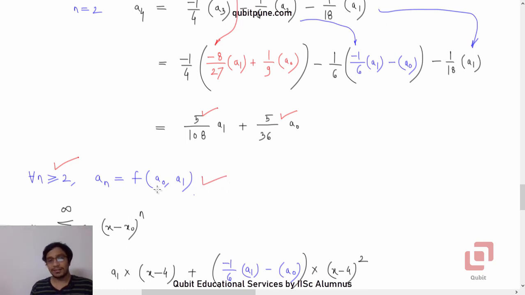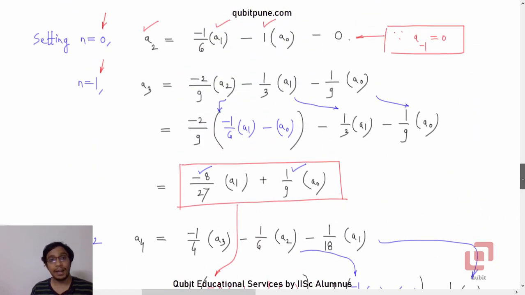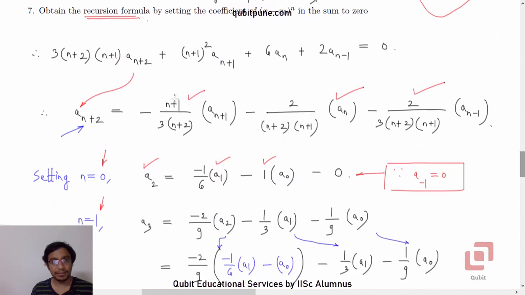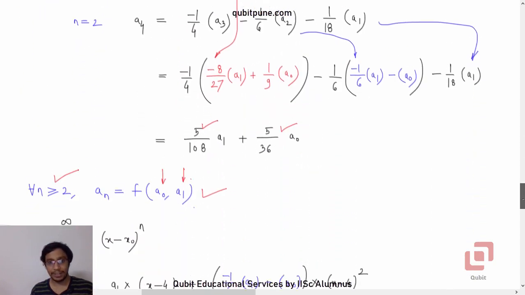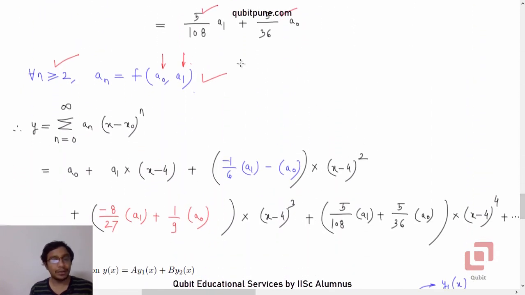Now soon you'll realize that the arbitrary constants that we expect to get in the general solution of any second order differential equation are actually a0 and a1. We'll see that now. What we have done so far is we have expressed a2, a3 and a4 in terms of a0 and a1, and due to the recurrence relation we can get the values of the subsequent coefficients in terms of a0 and a1. So let us stop calculating.